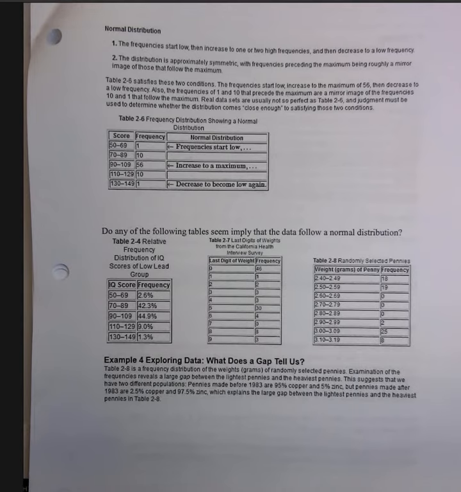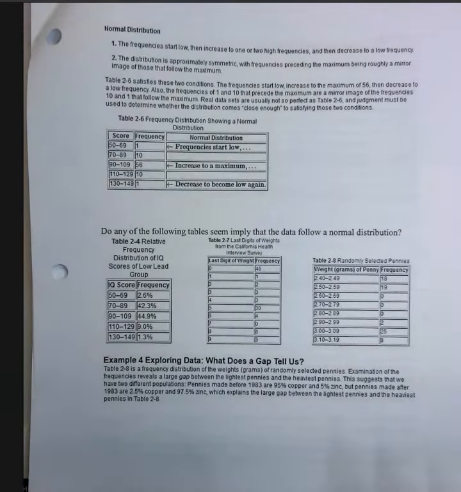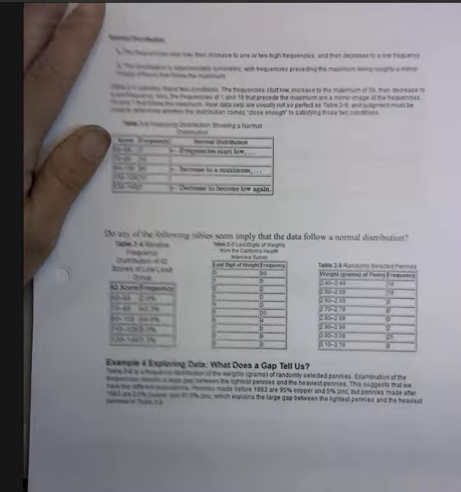So the features of the normal distribution. It says the frequencies start low, then increase to one or two high frequencies, and then decrease to a low frequency. So that's one characteristic. And the other is that the distribution is approximately symmetric, with frequencies preceding the maximum being roughly a mirror image of those that follow.